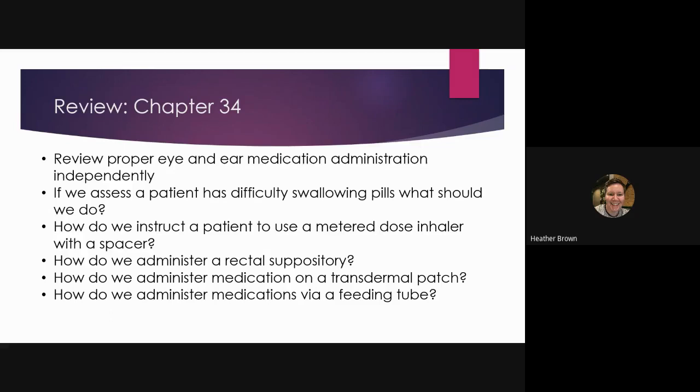Now, do we want to always pick the same patch site? You remove it from the right shoulder, put it on the right shoulder. Remove it from the right shoulder, put it on the right shoulder. Do we always pick the right shoulder? Rotate. Why do we rotate? Just because we like to spice it up? Keep it spicy. Negative, right? So for effectiveness, we want to make sure we're allowing it to absorb well. We also want to prevent irritation.